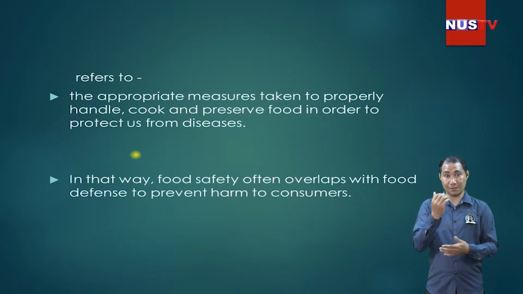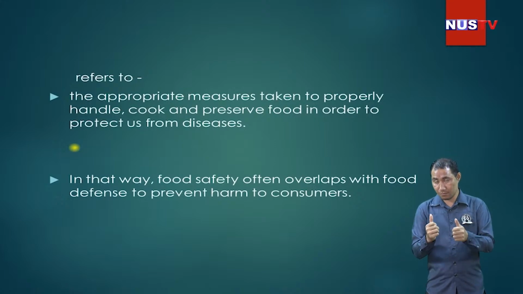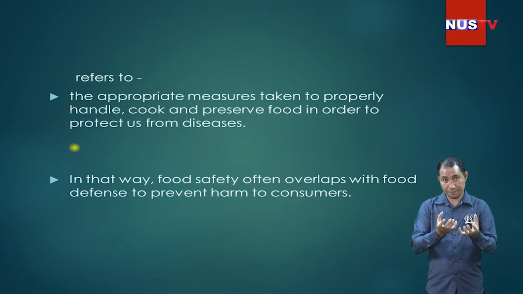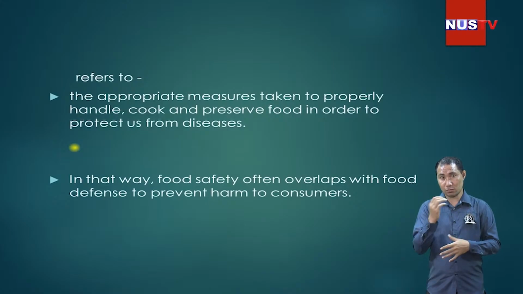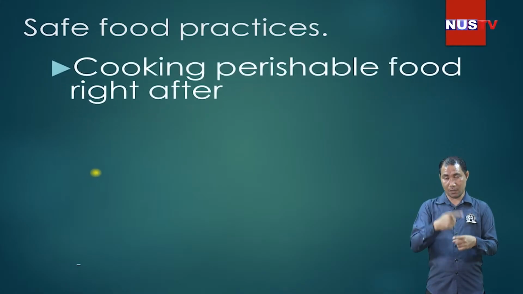Food safety also refers to the appropriate measures taken to properly handle, cook, and preserve food in order to protect us from diseases. In that way, food safety often overlaps with food defense to prevent harm to consumers.